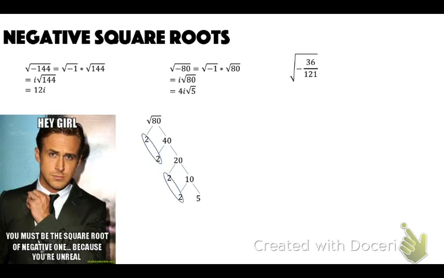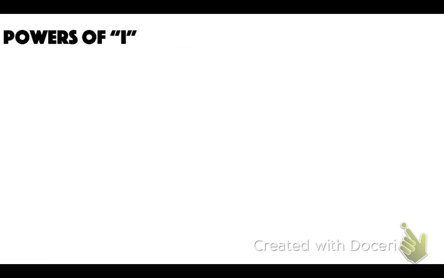Okay, the square root of -36 over 121. Well, that's the same as the square root of -1 times the square root of 36 over 121. And anytime you have those fractions, you can just break it up. So take the square root of the top and the square root of the bottom. Well, the square root of -1 is i, the square root of 36 is 6, and the square root of 121 is 11. So we can write that as 6i over 11. Cool?